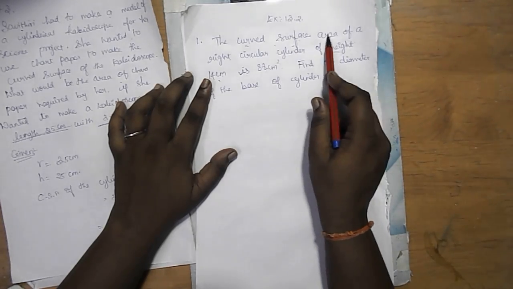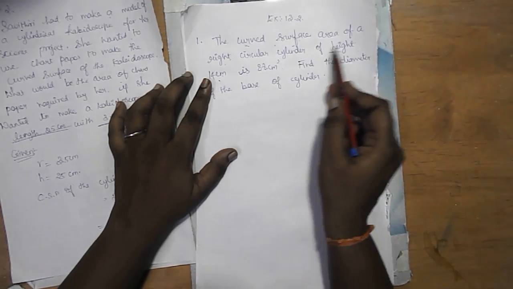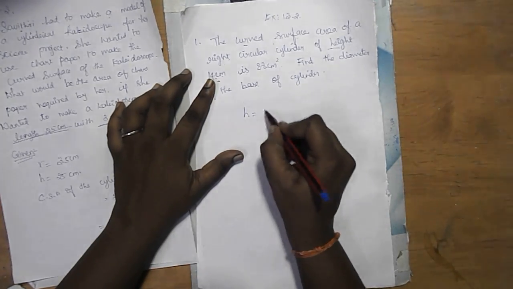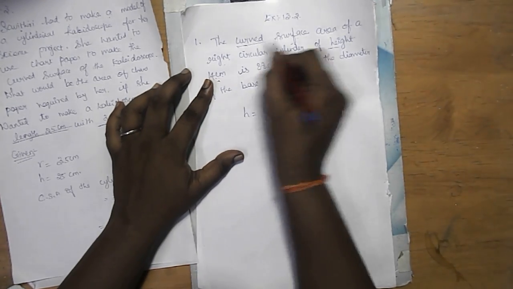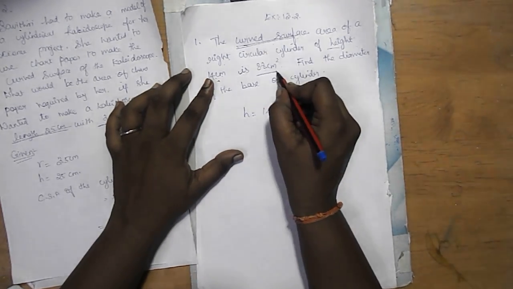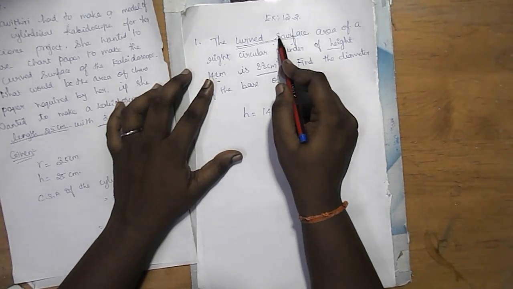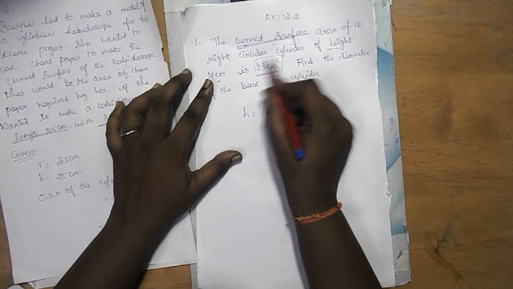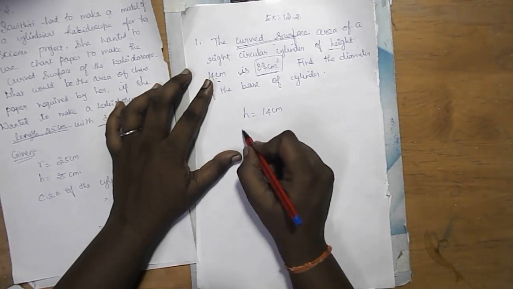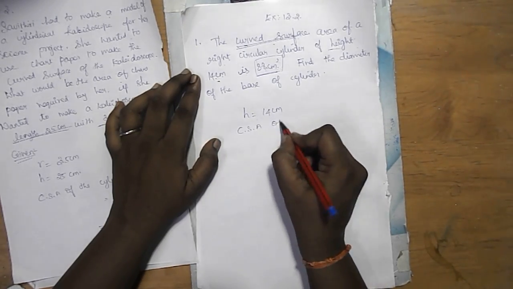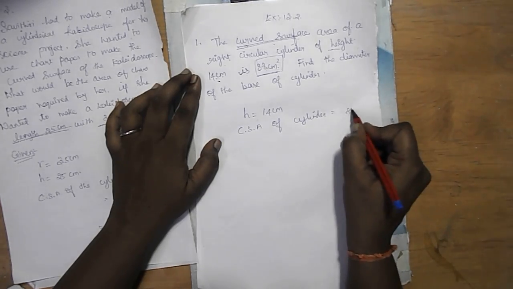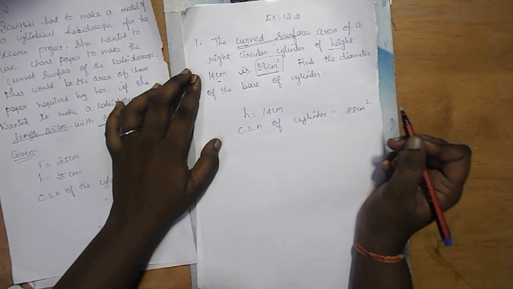The CSA, the curved surface area, of a right circular cylinder of height 14 centimeter is 88 centimeter square. Another trick: CSA is a square unit, so this is a curved surface area. So CSA of the cylinder is 88 centimeter square. Okay.